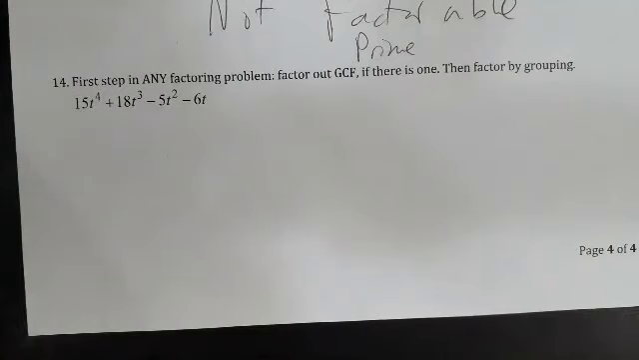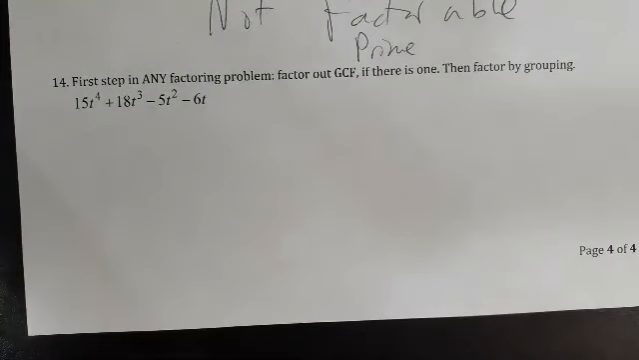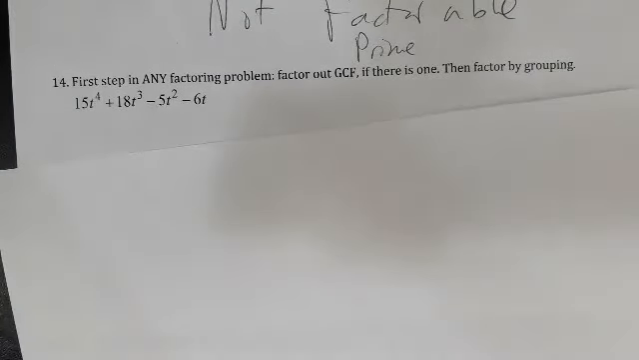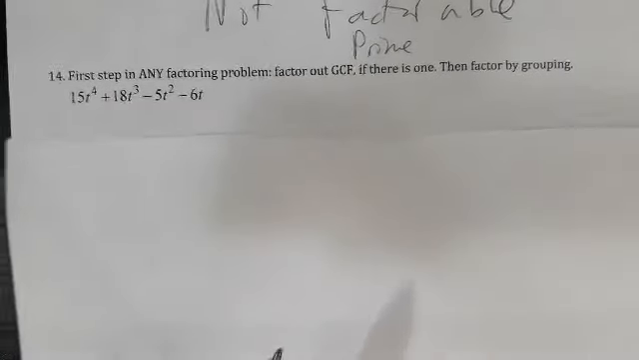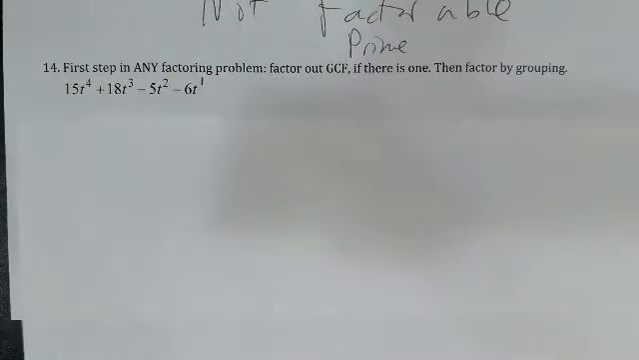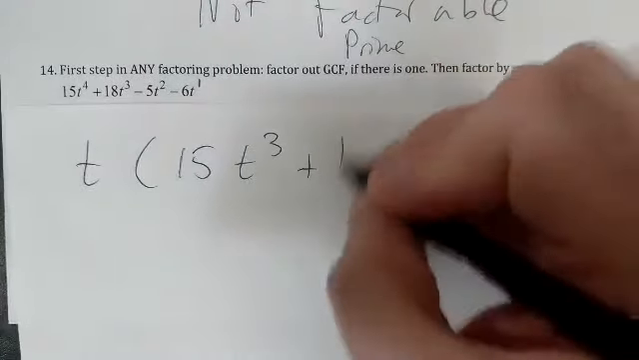So we're looking at this. We're looking here and we see 15t to the fourth plus 18t cubed minus 5t squared minus 6t. What do they all have in common that we can take out? So between 5 and 6, I can already tell you there is no constant that they have in common. But if I'm looking here, 4, 3, 2, 1, they all have a t that I can factor out. So if I factor out a t, that's going to drop everything by a power of t.